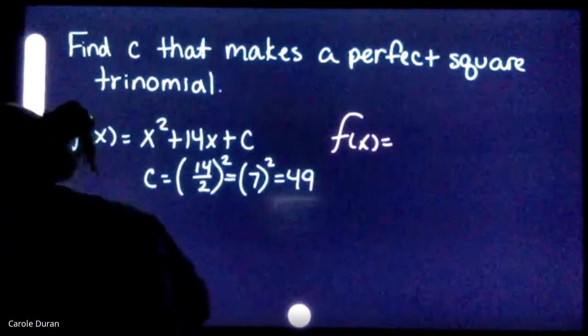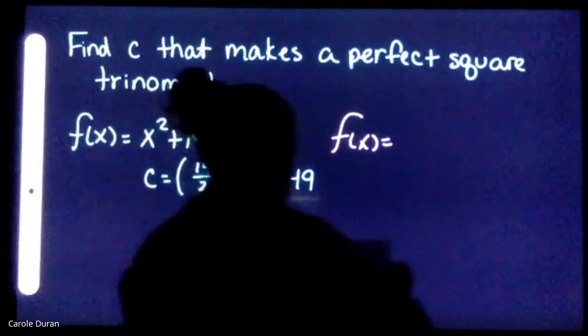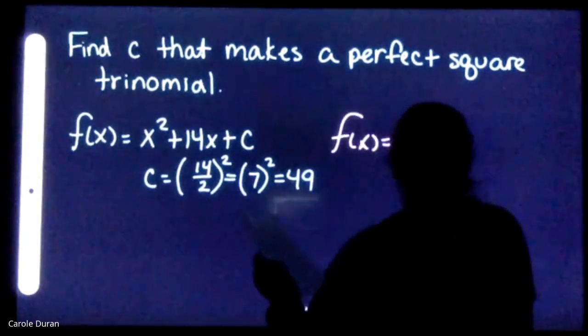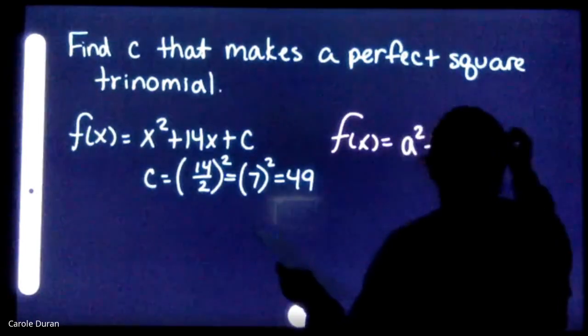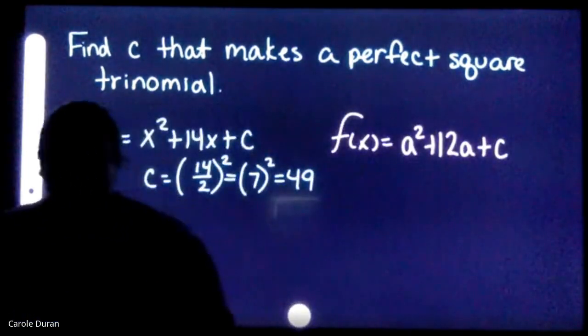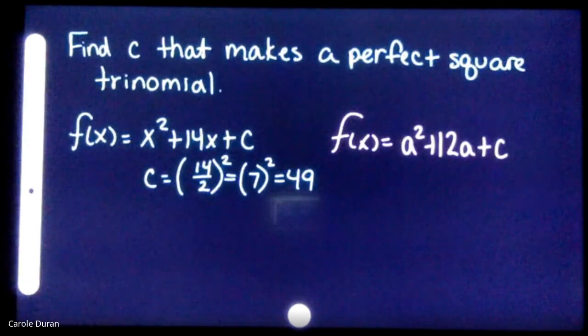For the next example, because we're going to do 2 more of these, I'm still trying to find c that makes this a perfect square trinomial. This time I have a squared plus 12a plus c.